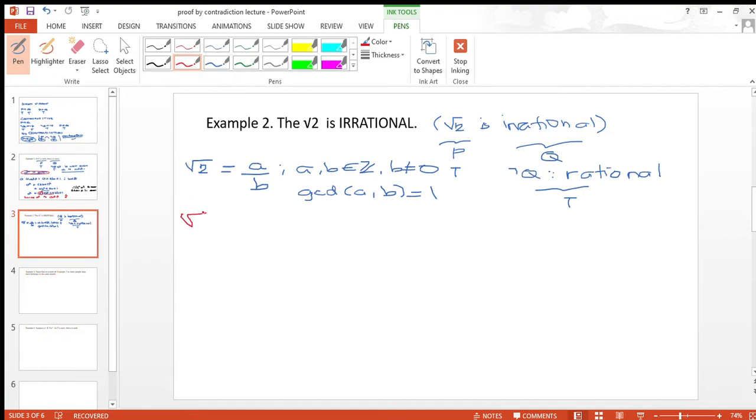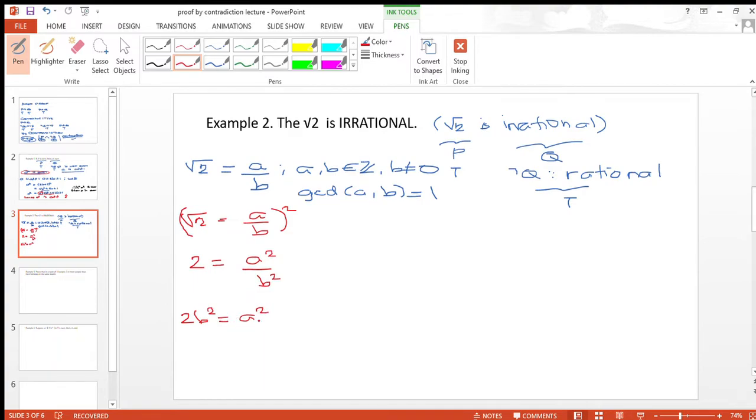So we have square root of 2 equals a over b. Let's square both sides of the equation so that we can get rid of the radical sign. That now gives us 2 is equal to a squared over b squared. What else can we do here? We can cross multiply b squared. That gives us 2b squared is equal to a squared.